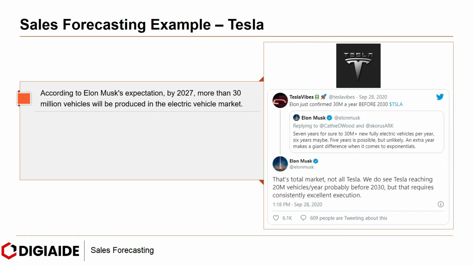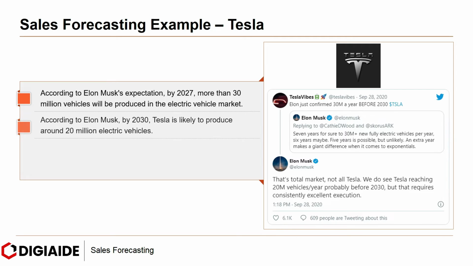And finally, an example of sales forecasting. In this case, sales forecasting by Tesla's Elon Musk. According to Elon Musk's expectation, by 2027, more than 30 million vehicles will be produced in the electric vehicle market. According to Musk, by 2030, Tesla is likely to produce around 20 million electric vehicles. This number, as forecasted by Musk, is 50 times higher than the 365,000 automobiles it manufactured in 2019.